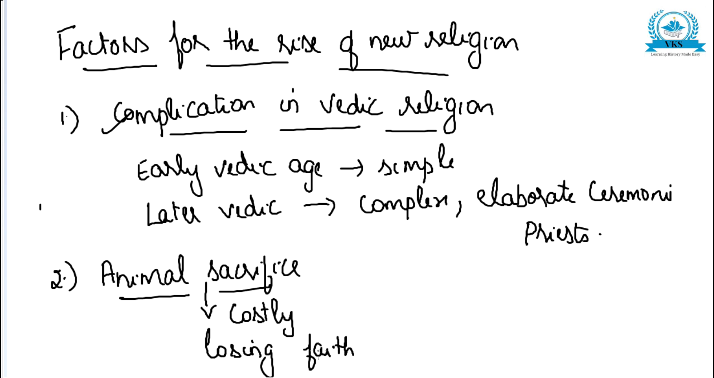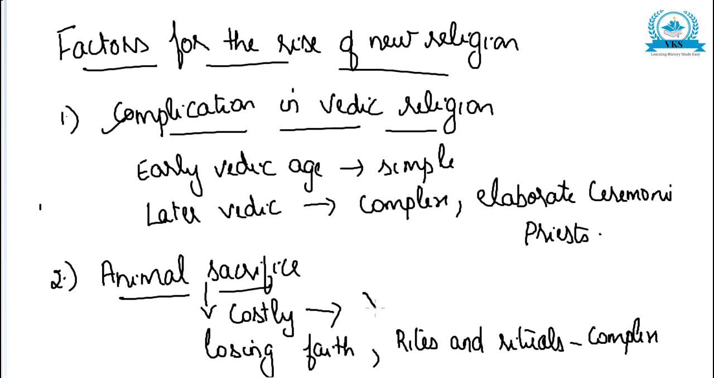People started losing faith, and people also started hating the rites and rituals, which became very complex. It became very complicated, and for all the worldly attainments, yagas, yajnas, everything was said to be done. These yagas and yajnas also were very costly. So all these became the next factor for the rise of new religion.